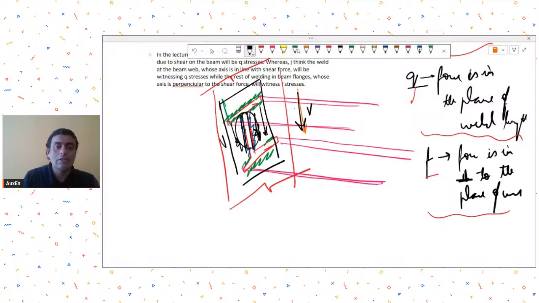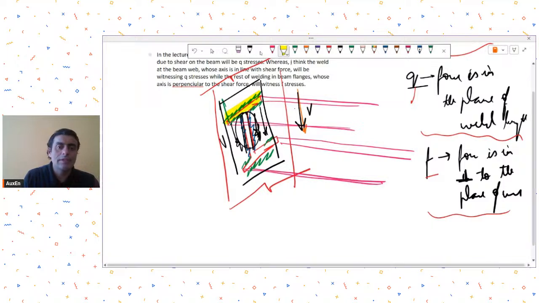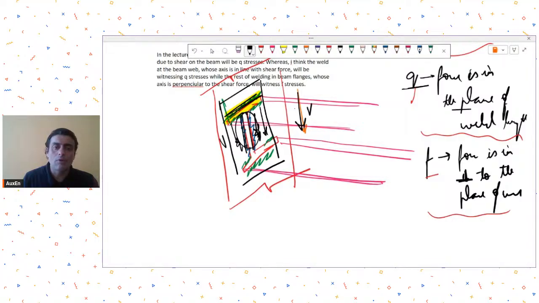Now for the welds connected to the flange, this is where the confusion is. Please understand that the weld length is like this, but the stresses are not defined by whether they are perpendicular to the weld length or not. The stresses are defined by whether they are perpendicular to the plane of weld length or not. So if this is my weld length, it lies in which plane? It lies in this same plane. Do you agree? This weld length also lies in the same plane.